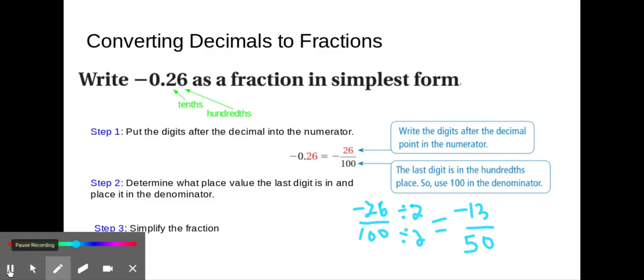So that is the same thing you will use anytime you're converting a decimal to a fraction. If there happened to have been a number in the whole number place, I would have simply put it on the outside as a whole number in the fraction. All right, so we're going to go ahead and move on to comparing rational numbers.